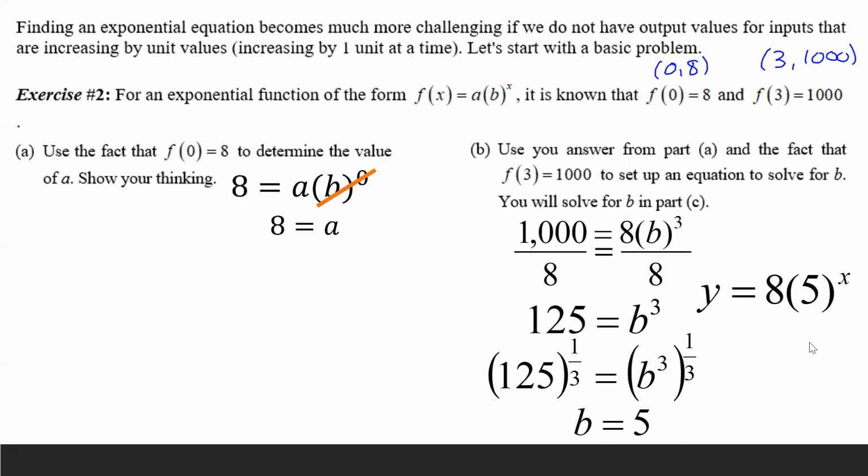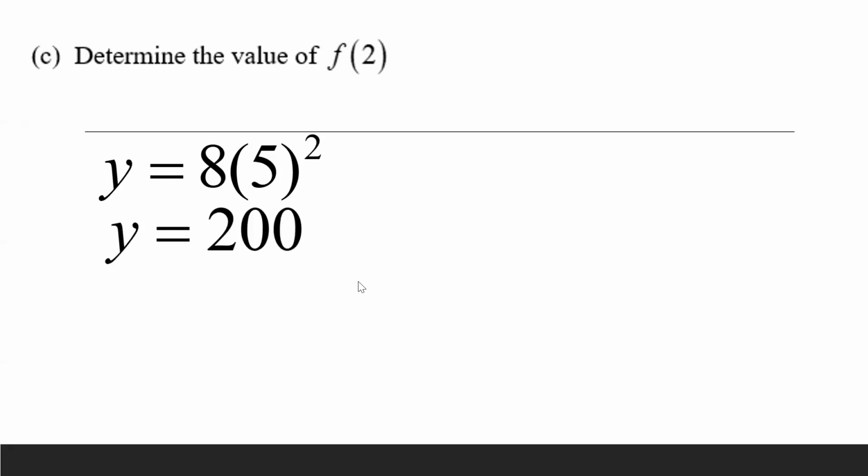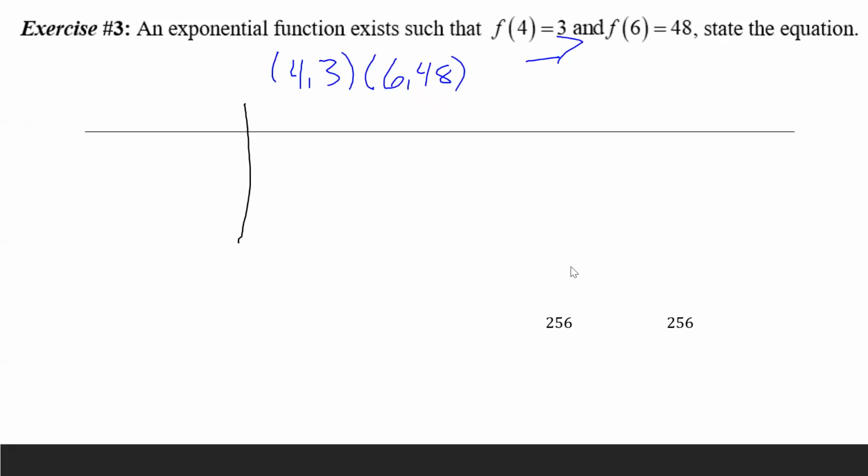So there's our equation. Pause it if you need to write any of that down. The second part, C, is f of 2. If I use my equation and plug in x equals 2, I end up getting 200. So f of 2 equals 200. There is that one.